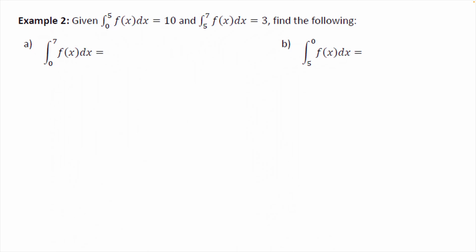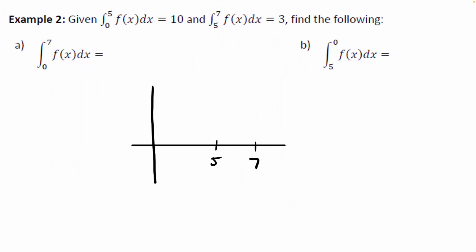Sometimes these are easier if you draw a picture. Sometimes you don't need to, but especially when I'm doing it the first time, I sometimes draw a picture. So I don't know what f of x looks like, but I'm just going to kind of guess. It's positive, so it's above the x-axis. So we got 0 to 5, and then 7, right? So from 0 to 5, I'm just going to draw a generic function. From 0 to 5, the area is 10. And then from 5 to 7, the area is 3.